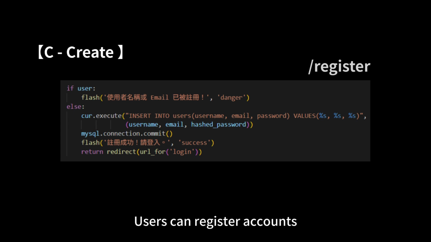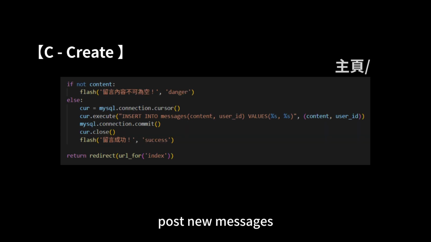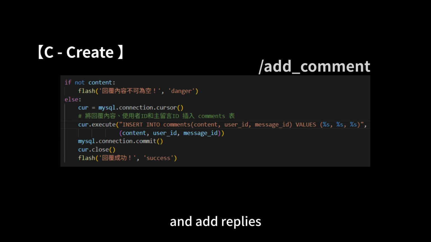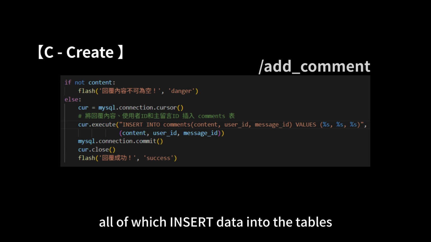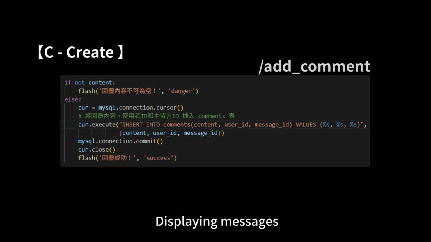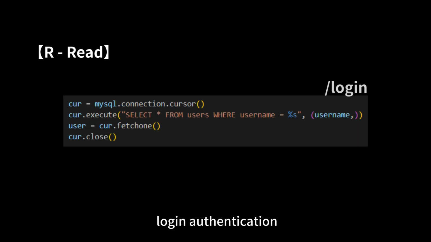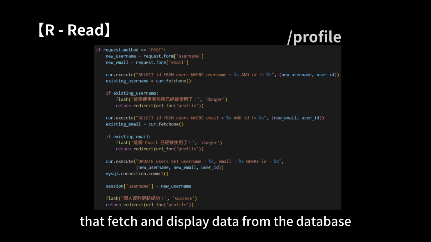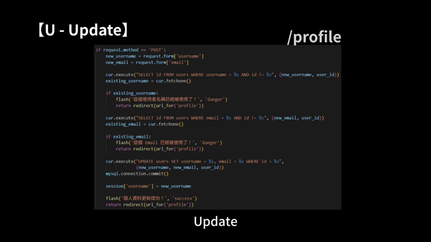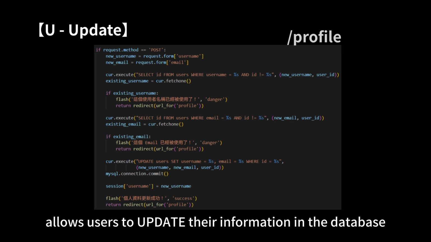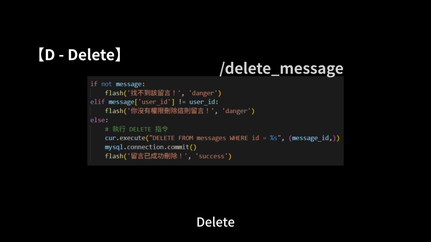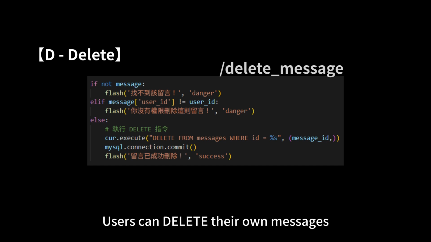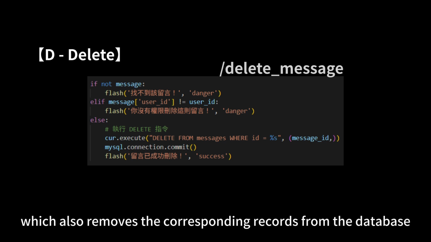Create. Users can register accounts, post new messages, and edit replies, all of which insert data into the tables. Read. Displaying messages, replies, login authentication, and user profile pages all involve select statements that fetch and display data from the database. Update. The edit profile feature allows users to update their information in the database. Delete. Users can delete their own messages, which also removes the corresponding records from the database.